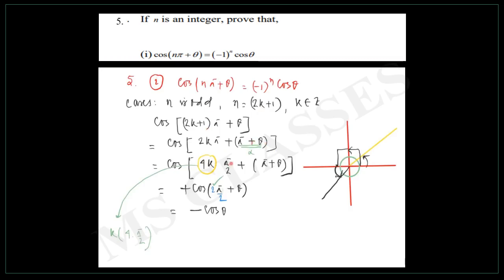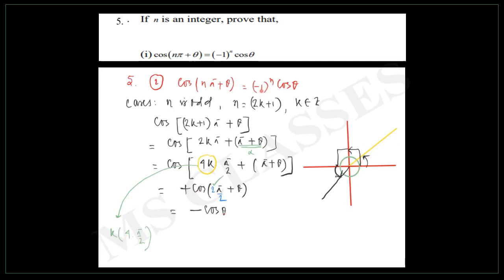4k pi by 2, 4k means even. So you get cos 1, cos this one. Now why positive number? Here why plus sign? 4k means you can think of it this way, k into 4 pi by 2. There is a circle. How many circles? k circles. You come here, plus something, first part.